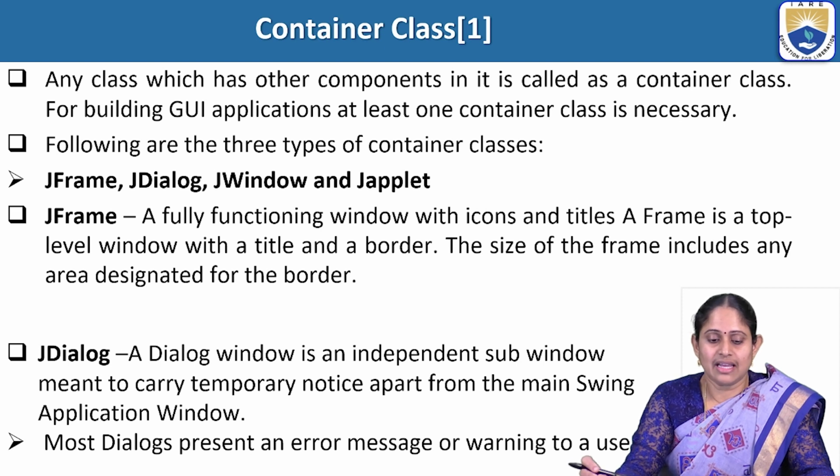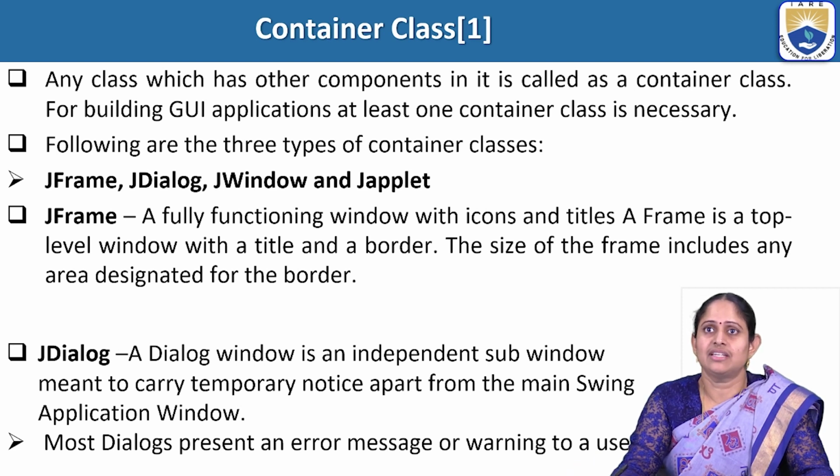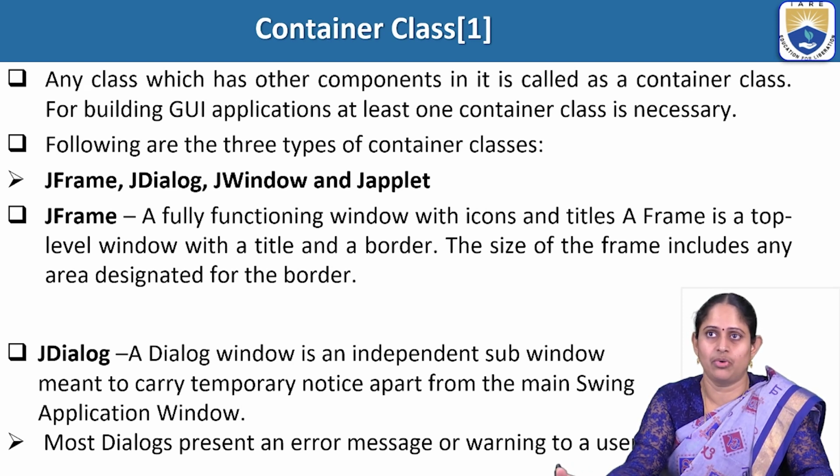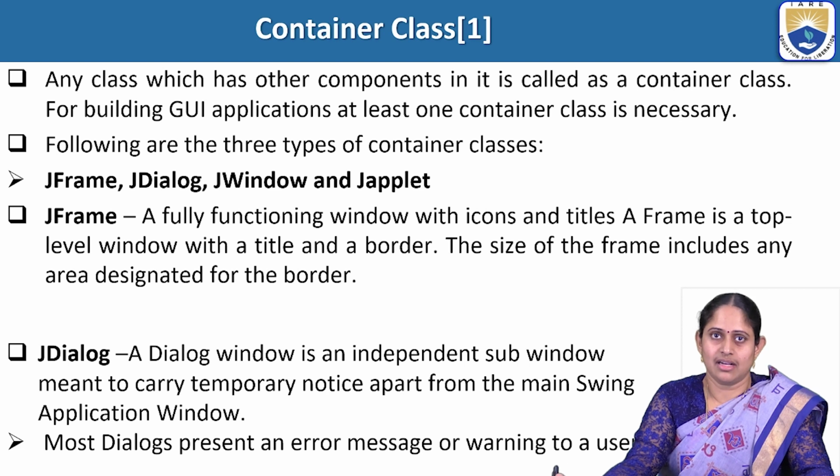Swing classes, as we have discussed, are classified into containers as well as components. Any class which has other components in it is called a container class. For building GUI applications, at least one container class is necessary. The container class forms the base to place all the other component classes. So we have high level container classes and low level component classes.